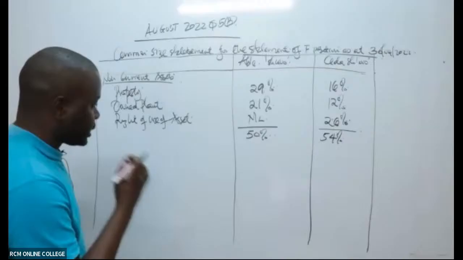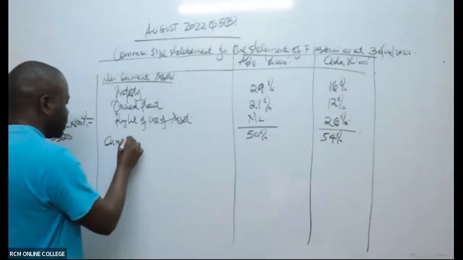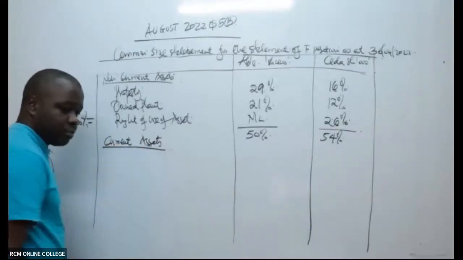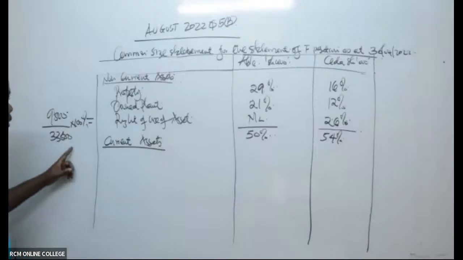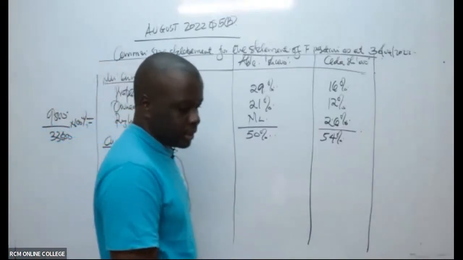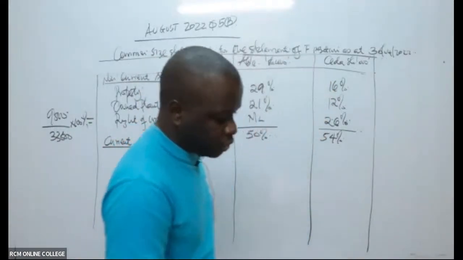We go to the current assets. Hope Gitonga, you've been able to get the concept. So in the current assets, you have inventory.